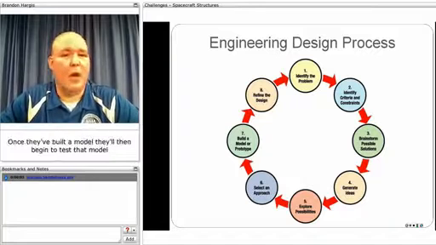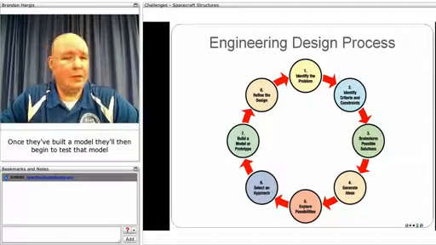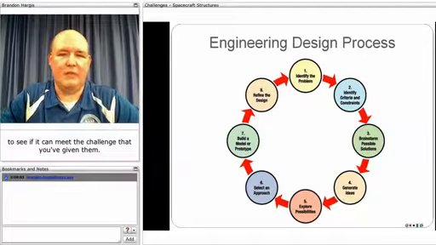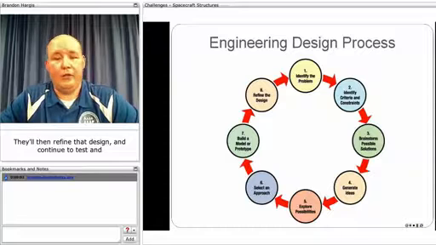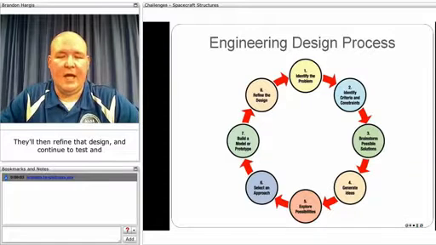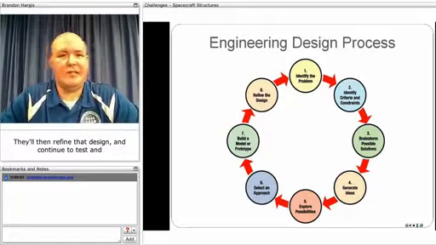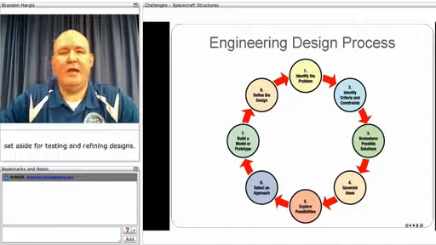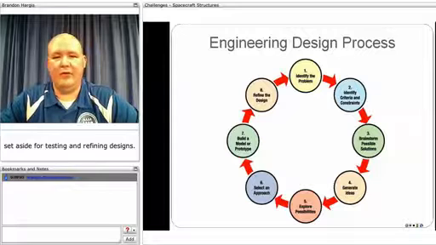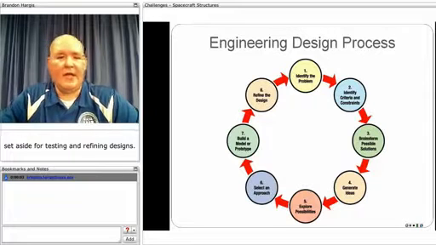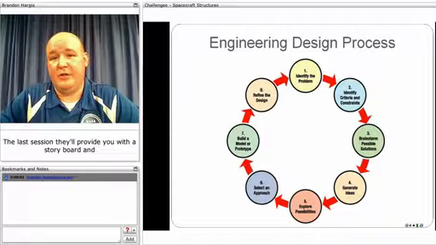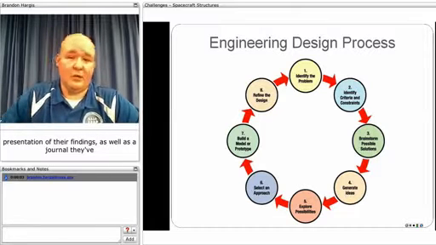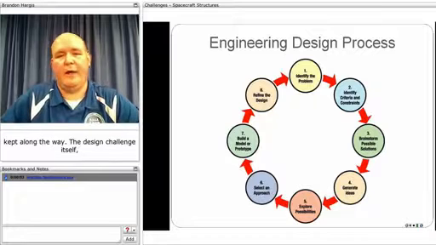Once they've built a model, they'll then begin to test that model to see if it can meet the challenge that you've given them. They'll then refine that design and continue to test and refine their designs throughout the sessions that have been set aside for testing and refining designs. The last session, they'll provide you with a storyboard and presentation of their findings, as well as a journal that they've kept along the way.